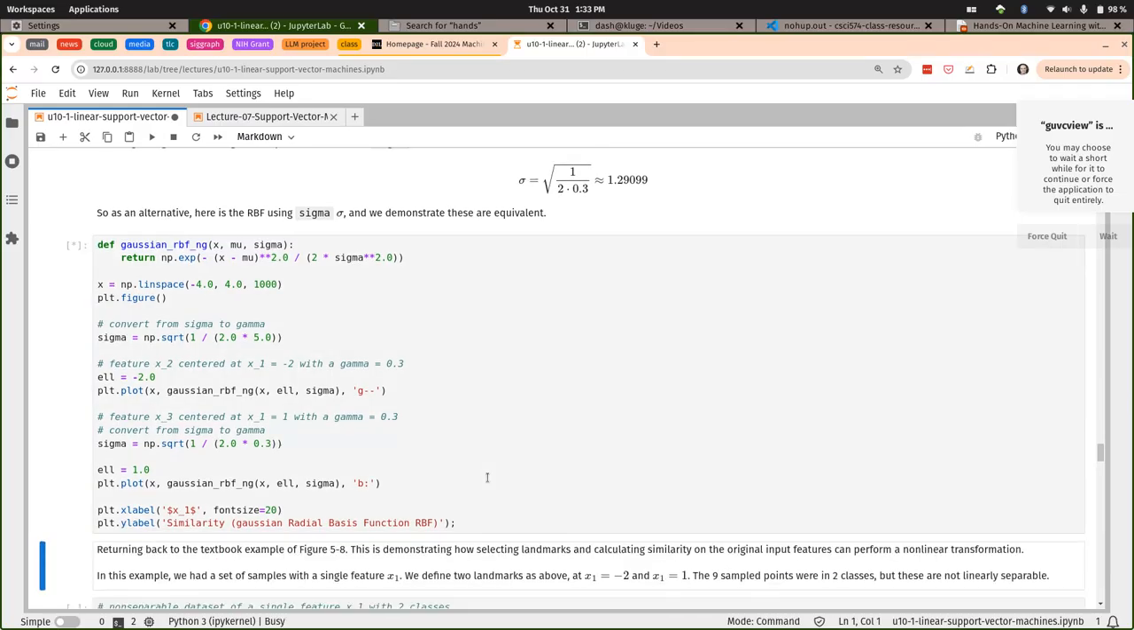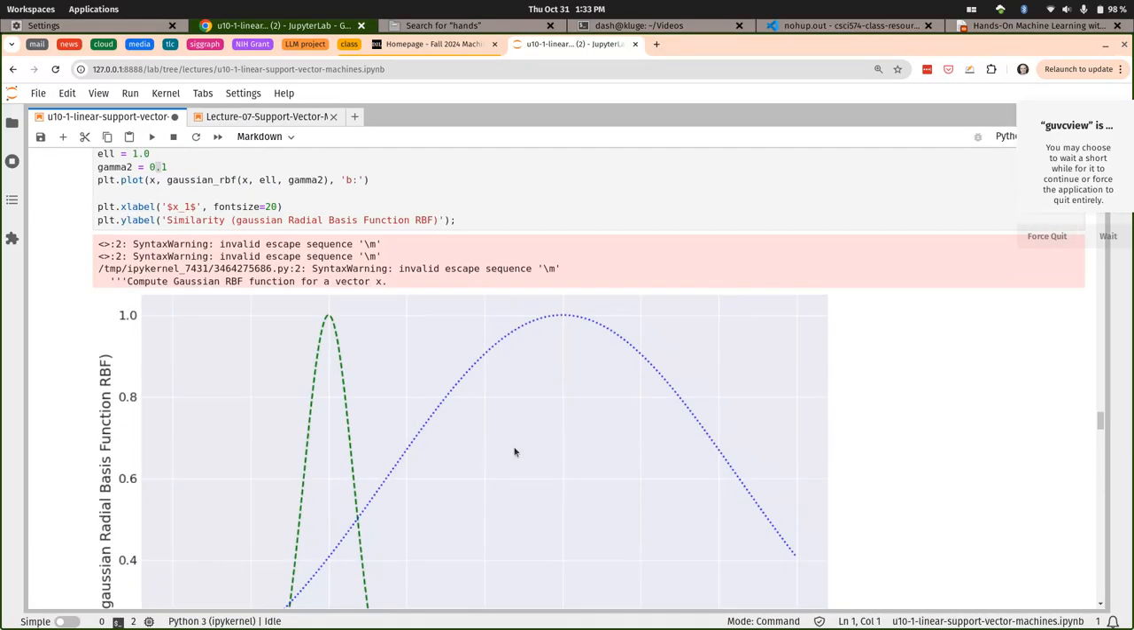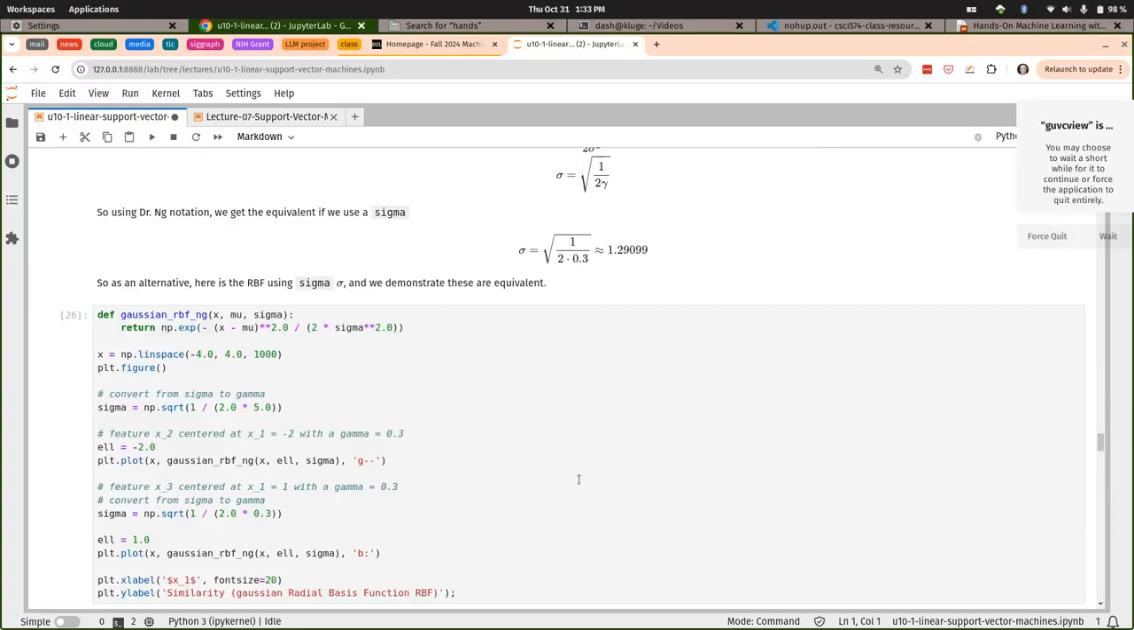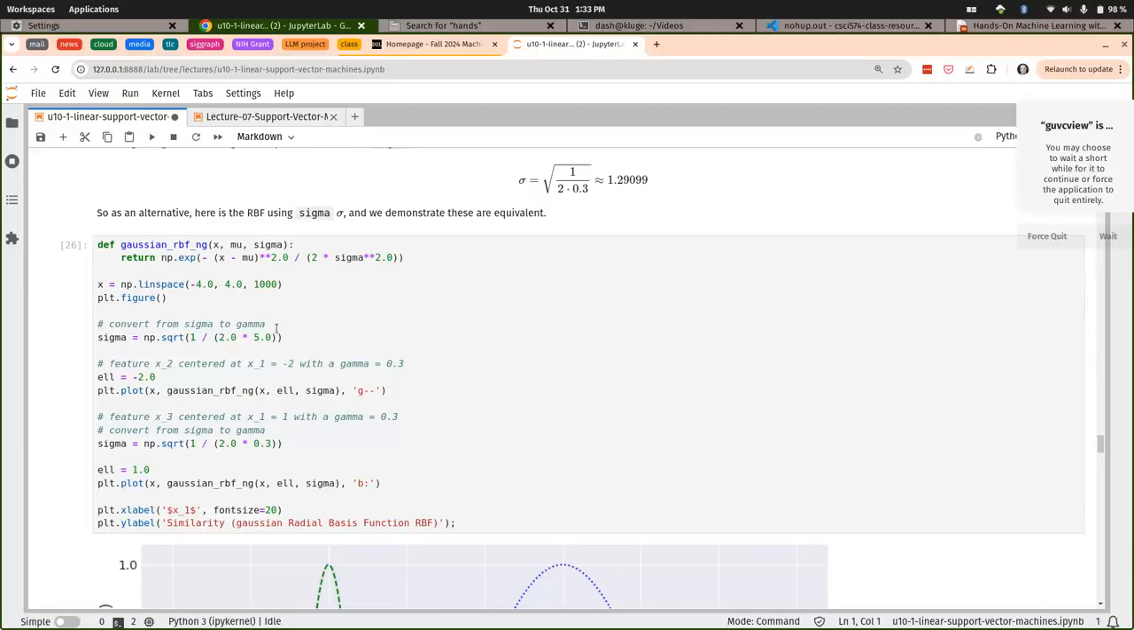And 0.3 on this one. There we go. Hopefully that's the same one. So that's what we did before there. I don't know why I didn't have that set on this one. But anyway, the point is that you should be able to convert back and forth between those when you need to for assignment 4.